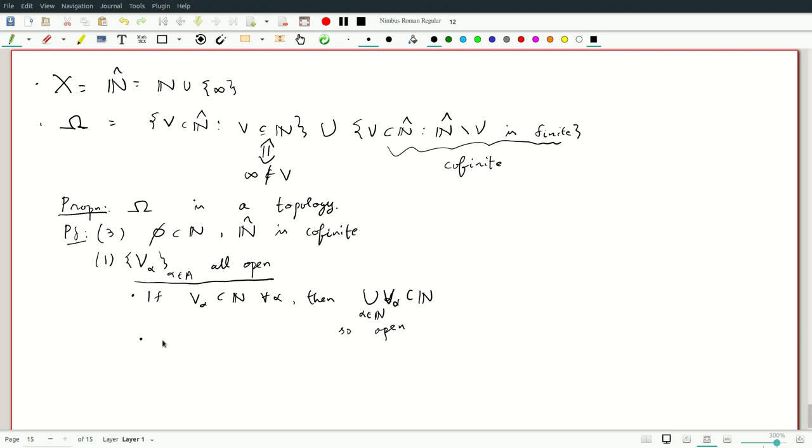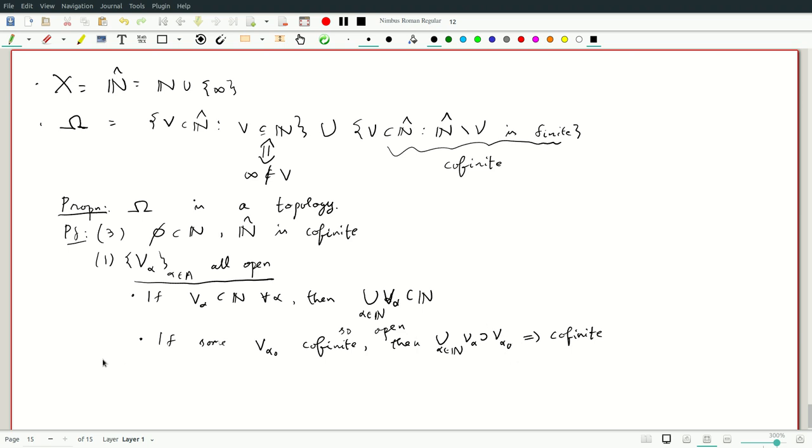How about the other case? Suppose not. If some V alpha 0 is cofinite, then the union over alpha in N of V alpha contains V alpha 0. If a set is cofinite, then any bigger set is clearly cofinite, and a union always contains all of the sets.